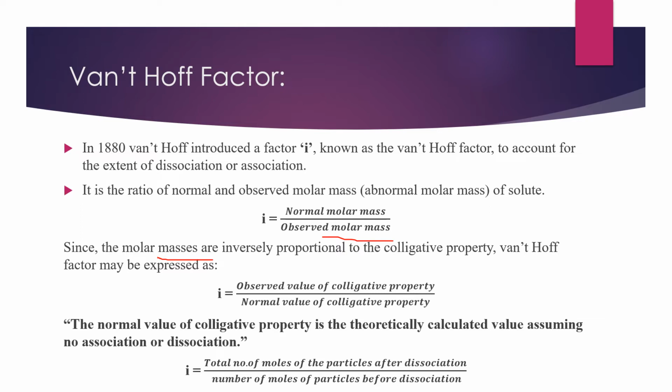The normal value of colligative property is the theoretically calculated value assuming no association or dissociation. And the value of the Van't Hoff factor is also equal to the total number of moles of the particle after dissociation or association divided by the number of moles of the particle before dissociation or association.